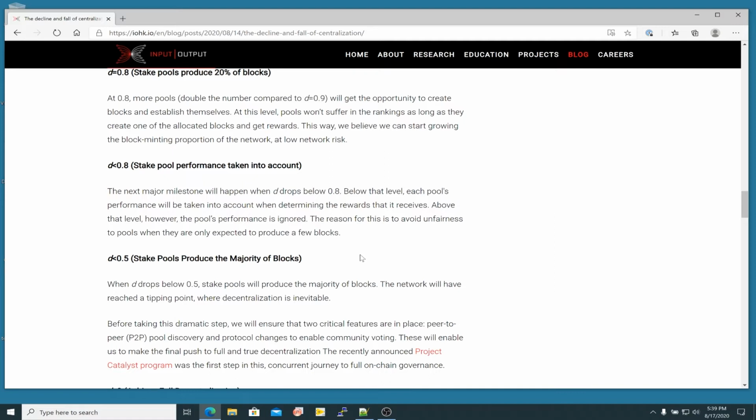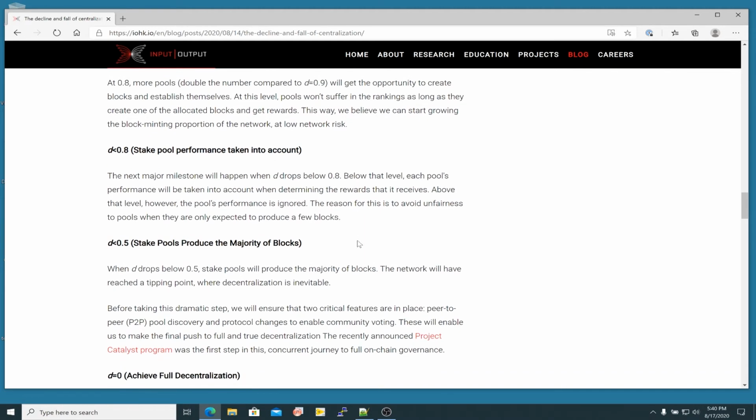And I think this article later confirms that it's going to start decrementing at a rate of 0.02. So the next step after D equals 0.8 should be D equals 0.78, okay? D equals 0.78. So things will become 5 times slower than they were before.